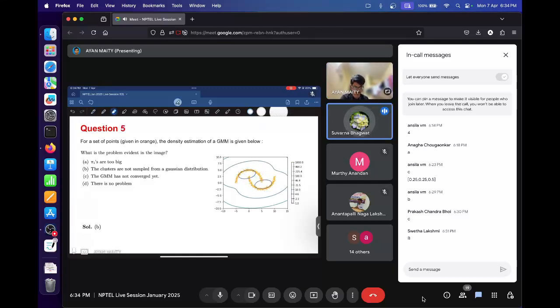But in the question, it is given that the density estimation of GMM is given. So that means they have applied GMM on these data points. GMM is applied, and these are the clusters found out.